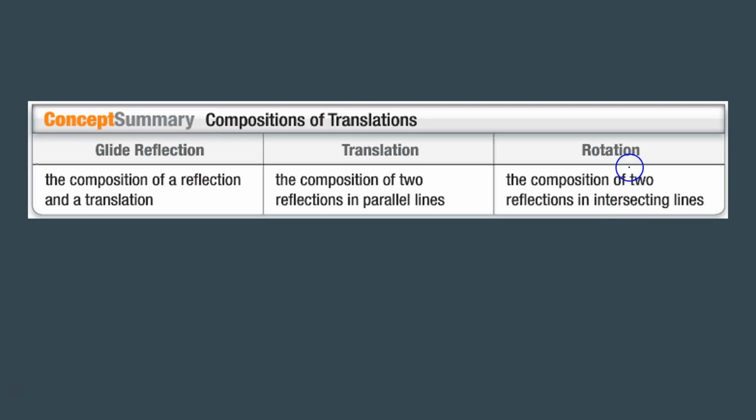Alright, so let's just go over all these real quick. So we have glide reflections, the composition of a reflection and a translation. Translation, the composition of two reflections in parallel lines. Rotations, the composition of two reflections in intersecting lines. And that's it.